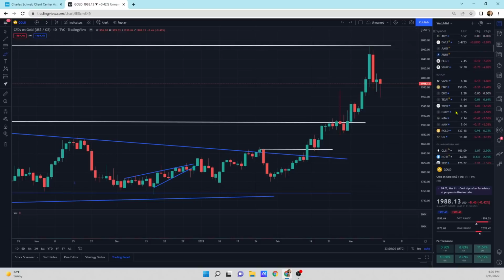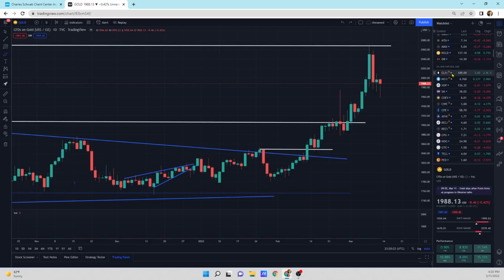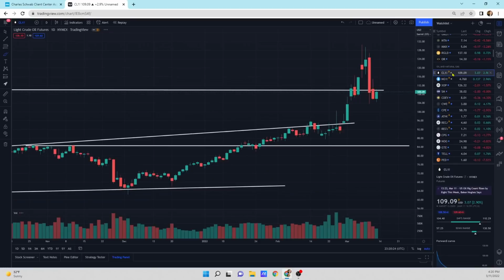Now, we'll go into some ratios. Actually, crude's the same way. We broke through, and then we're doing a retest when priced in dollars. So that's also doing kind of a little bit of a pullback at the same time gold is.